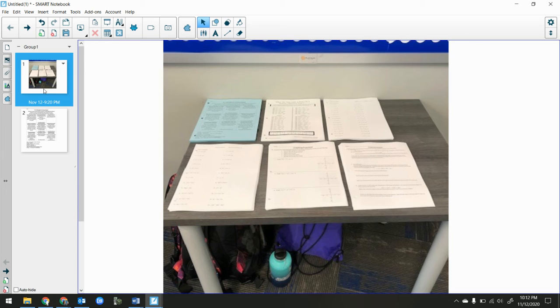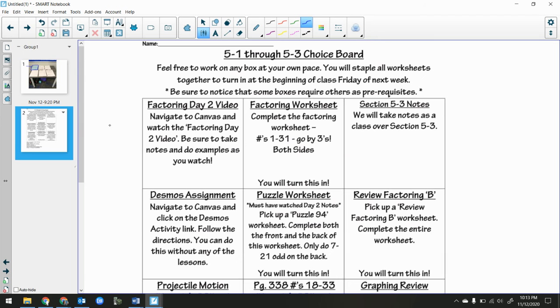Okay, so this blue sheet is kind of like your roadmap for the next week or so. This blue sheet is one that everybody's going to need and want. I will be referencing that blue sheet. I'm going to be calling it the blue sheet. Now, what you're going to be doing over the next week is basically these 9 boxes. This is called our 5-1 to 5-3 choice board.